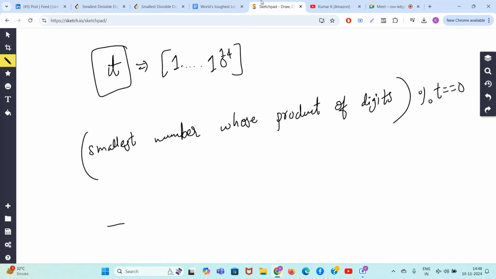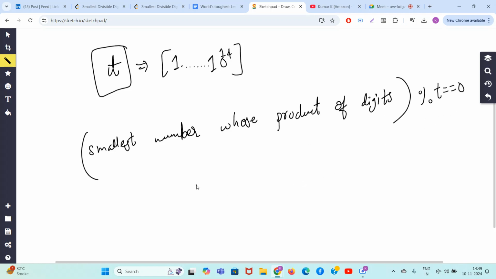that you are given a t, and t can be anywhere from 1 to 10 raised to 14. Okay, you have to find a number, the smallest number whose product of digits mod t is equal to 0.